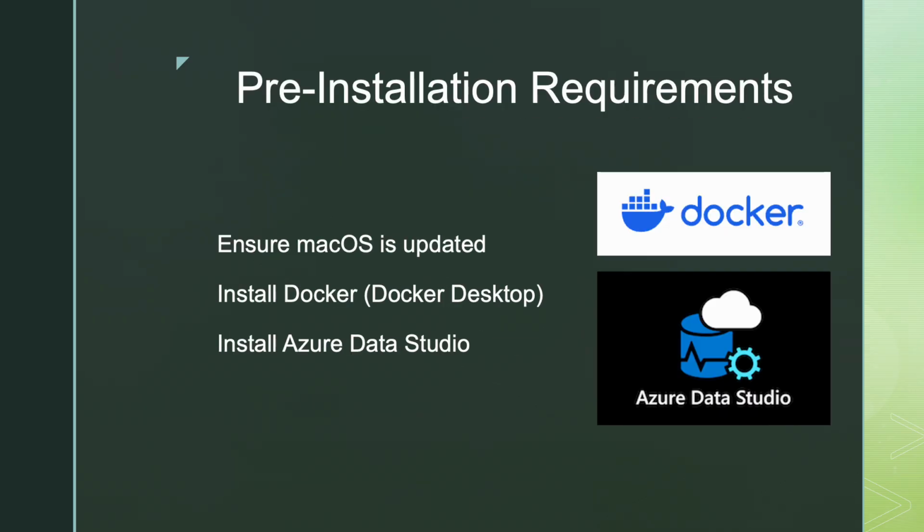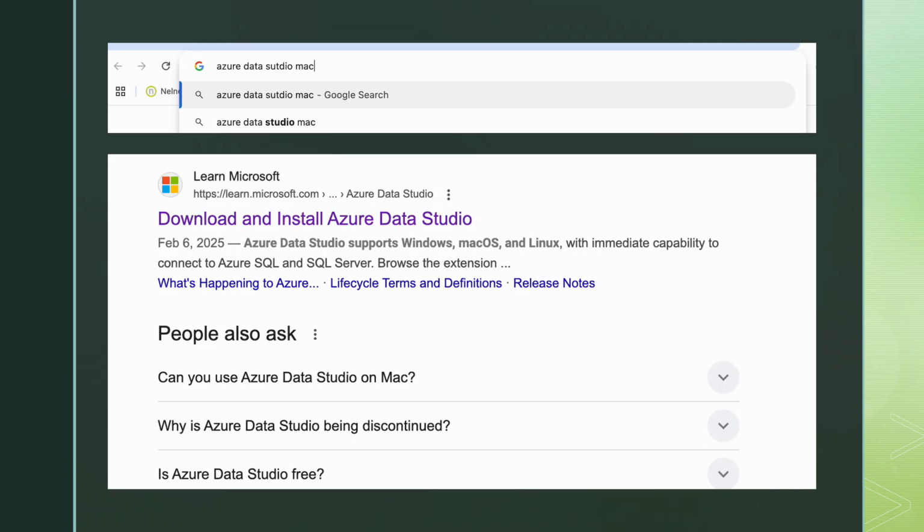Before we begin, we will need to ensure a few prerequisites are met. Here are some pre-installation requirements. These include making sure that your Mac is updated. Then, we'll make sure that you install Docker Desktop, and also you will need to install Azure Data Studio. In the following slides, I will be going through Azure Data Studio installation and Docker Desktop installation.